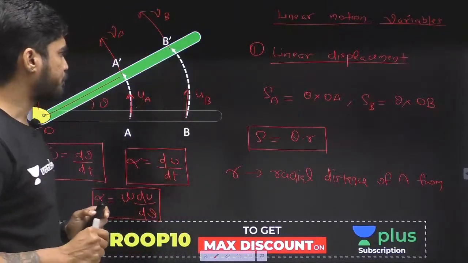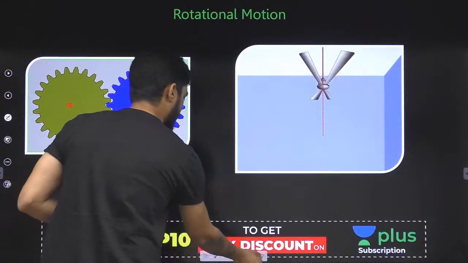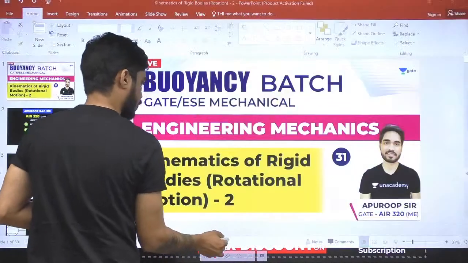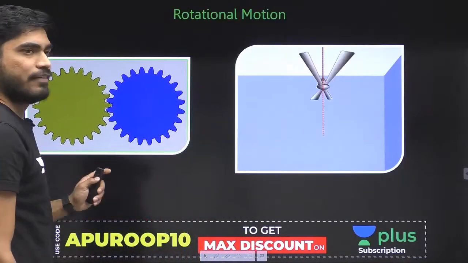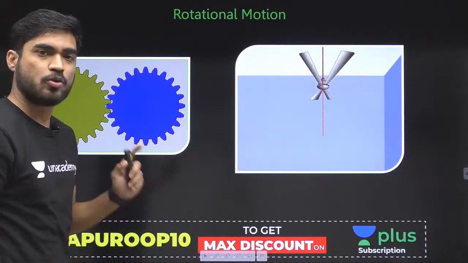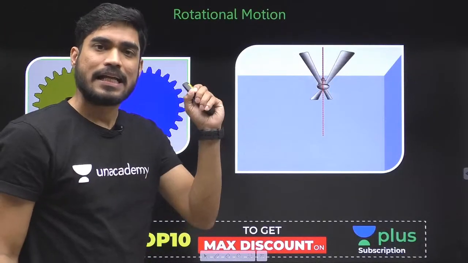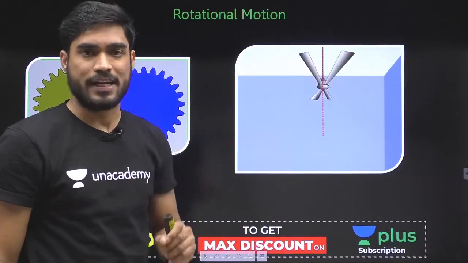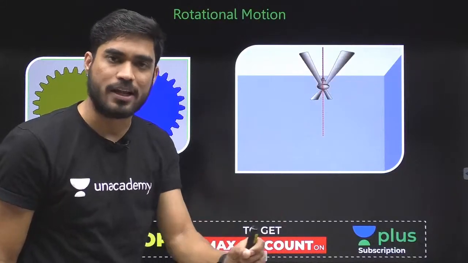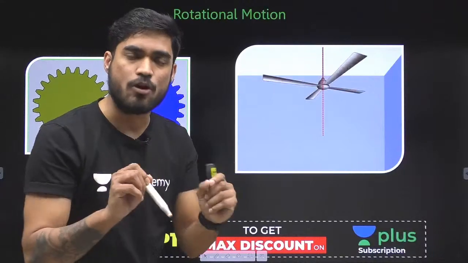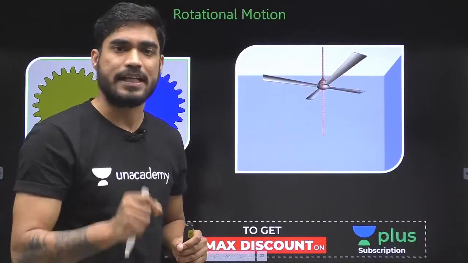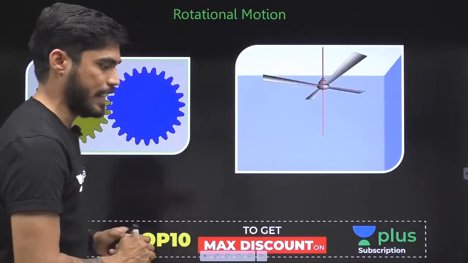Yesterday we discussed how to calculate the angular motion variables: angular displacement, angular velocity, angular acceleration. Today we are going to discuss how to calculate linear velocity, linear displacement and linear acceleration.